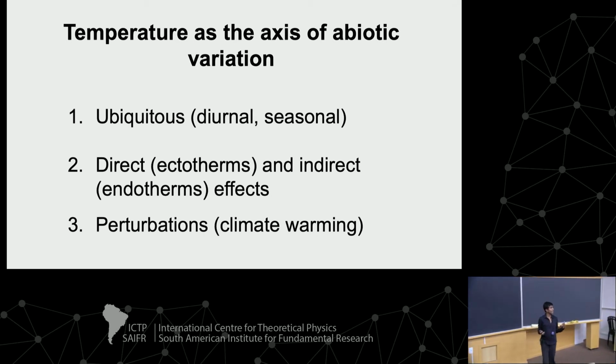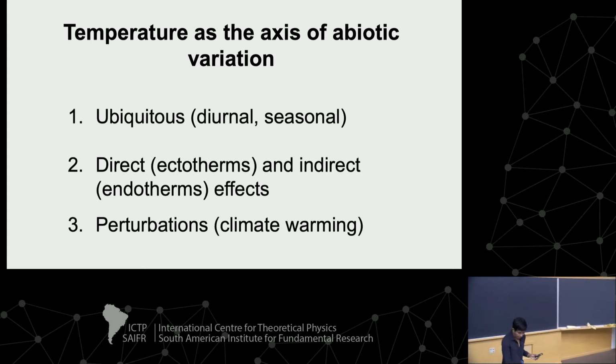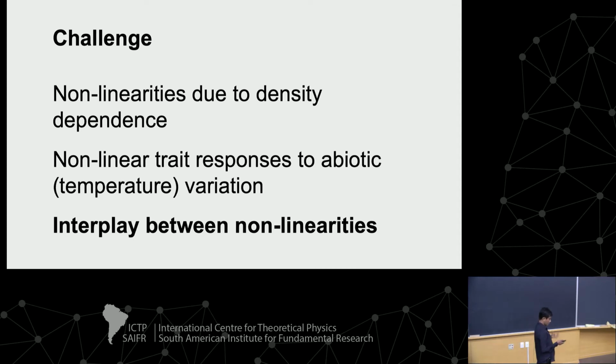And last but not least, under the weight of the evidence on climate warming, it becomes even more important to understand how perturbations to the typical thermal environment influence population dynamics and species interactions. All right, so that is the reason for using temperature as the axis of abiotic variation.